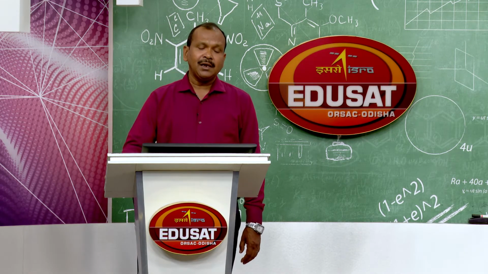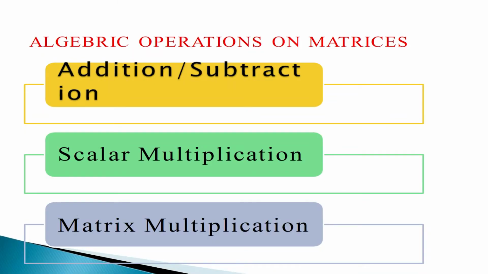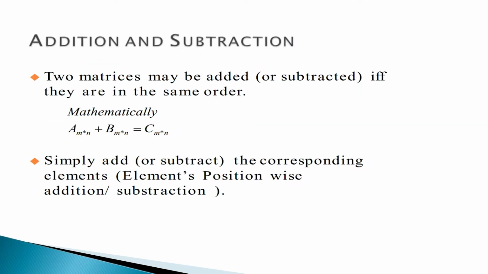Next is algebraic operations on matrices. Generally, algebraic operations mean addition, subtraction, multiplication and division. Here, algebraic operations on matrices mean the addition and subtraction of two matrices, scalar multiplication, and multiplication of two matrices. Addition and subtraction: two matrices may be added if they are of the same order. Then we simply add or subtract the corresponding elements.